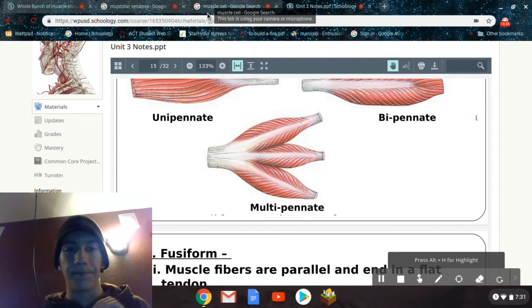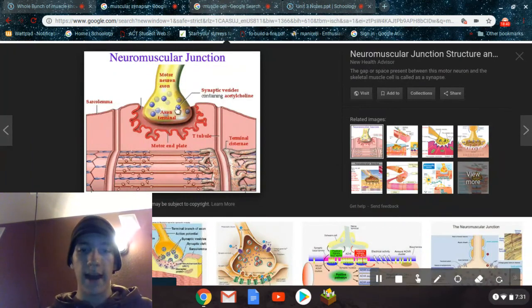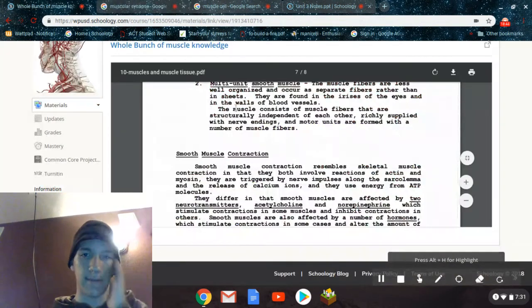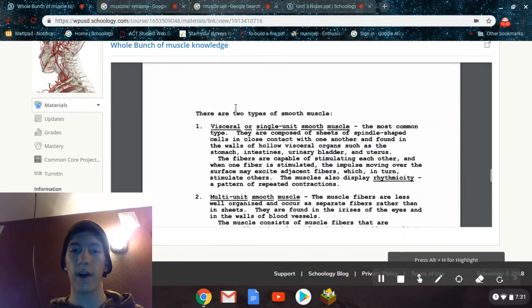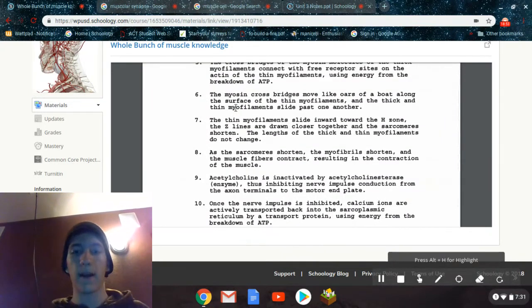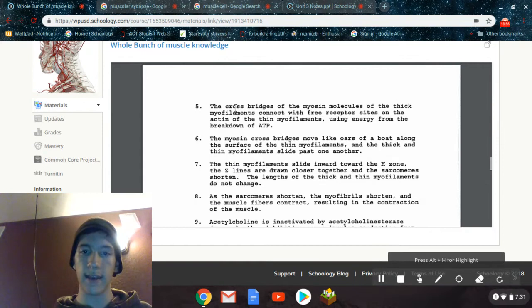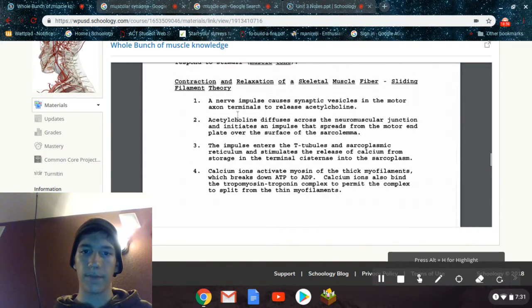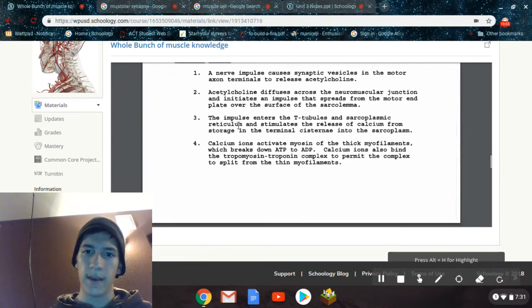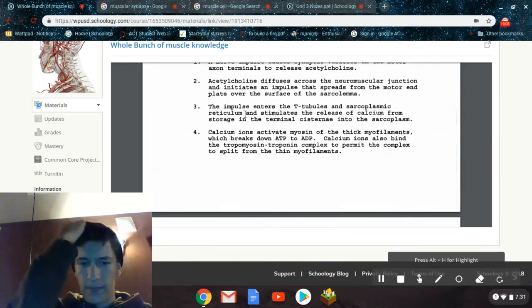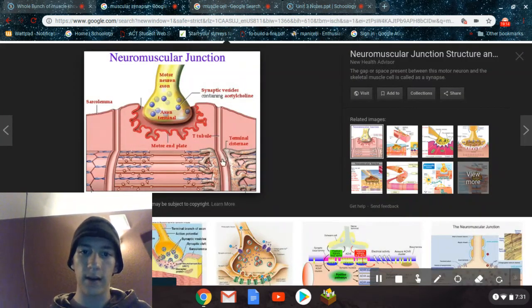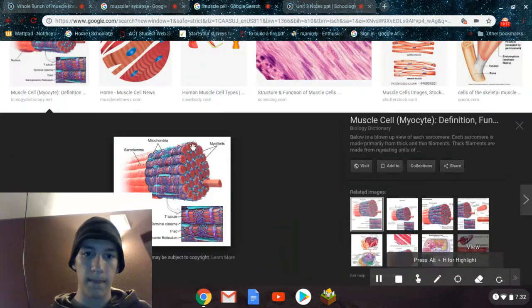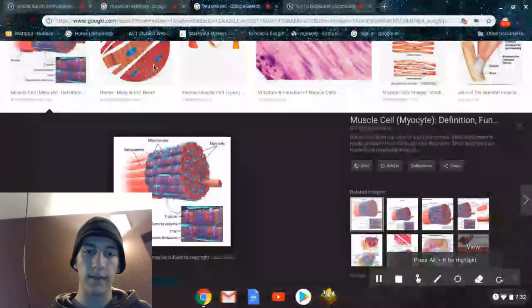Anyway, so each motor unit is activated by a single neuron end, and they cause the following things to happen. A nerve impulse goes down, acetylcholine affects the muscle, and the impulse enters the sarcoplasmic reticulum and T tubules, that's right here and right here, this blue stuff that's not light blue.